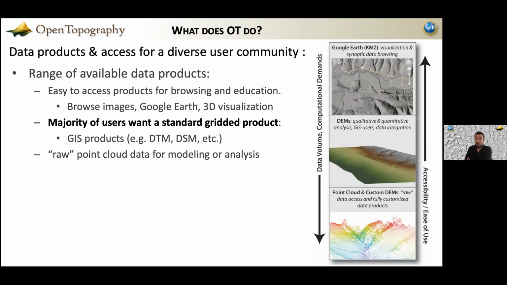So OpenTopo is really about making LiDAR data and other topographic data products easy to use and access, and allowing people to access the data at the kind of level at which they want to be able to work with it. So this is everything from raw point cloud data sets through to relatively easy to use visualizations, whether those are web-based or Google Earth-based types of interactivity.